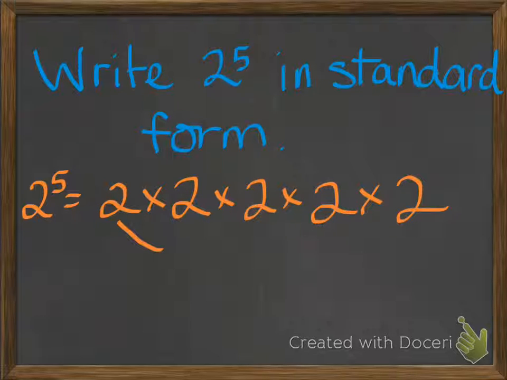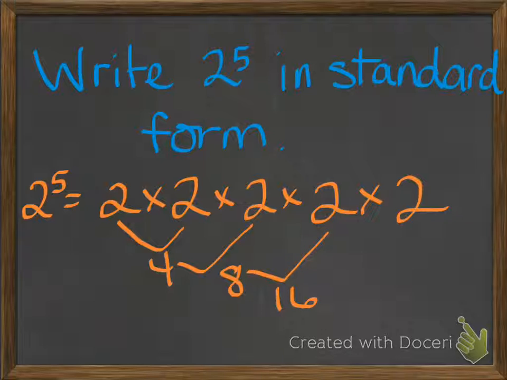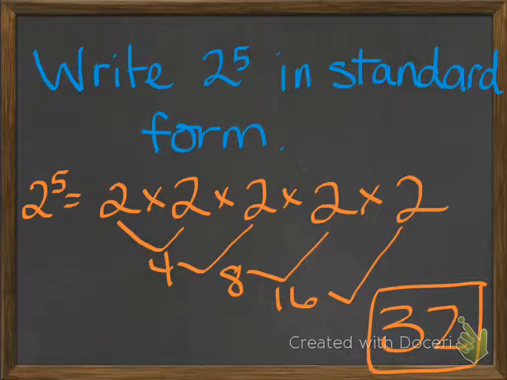Then I multiply these first two together. 2 times 2 is 4. Now I take 4 times 2. 4 times 2 is 8. Then I take 8 times 2. 8 times 2 is 16, and then I take 16 times 2, and 16 times 2 is 32. So 32 is the standard form of the exponent 2 to the fifth power.